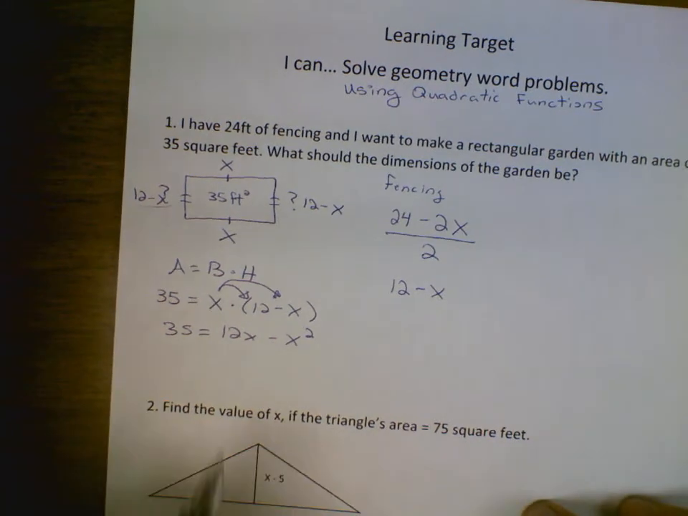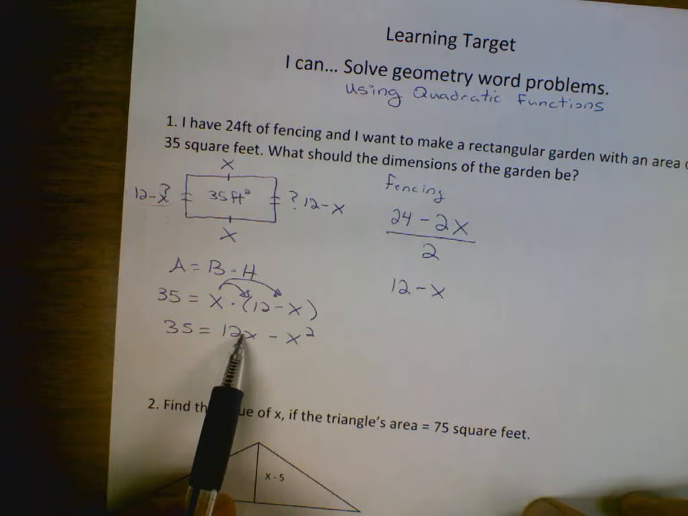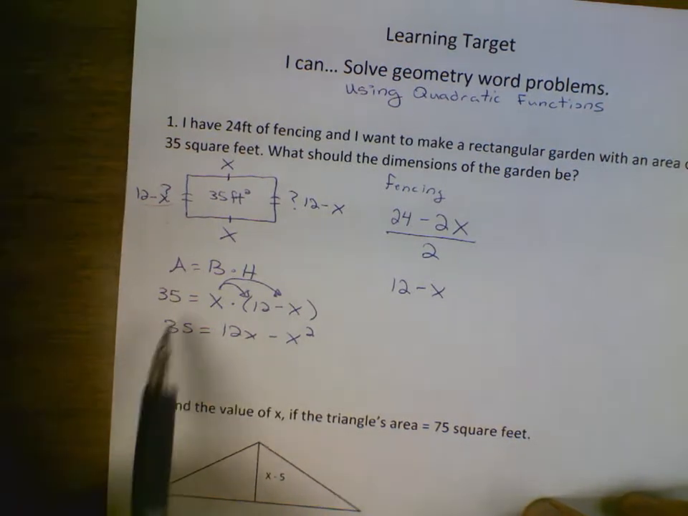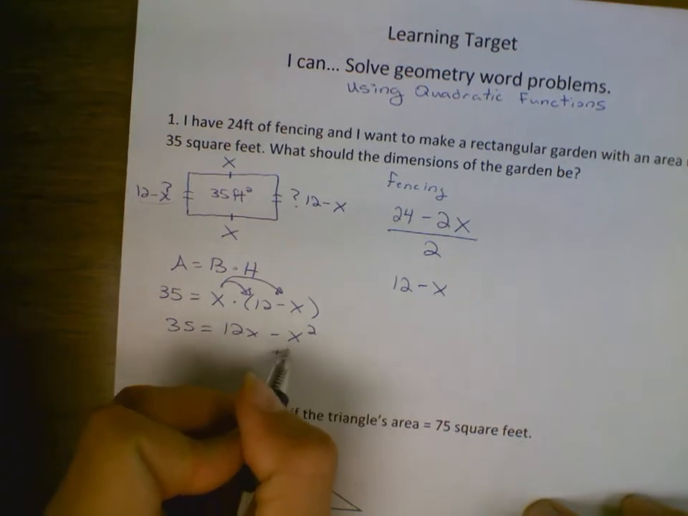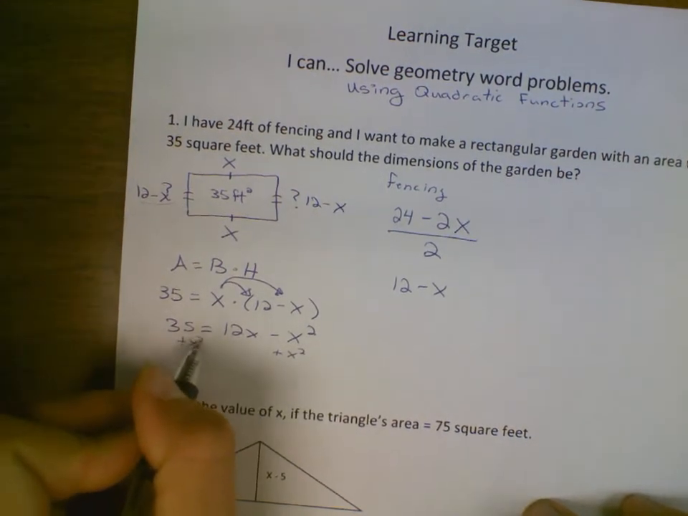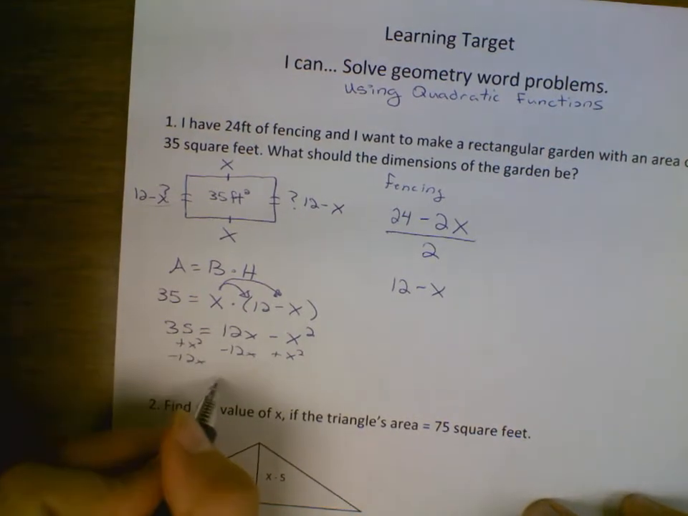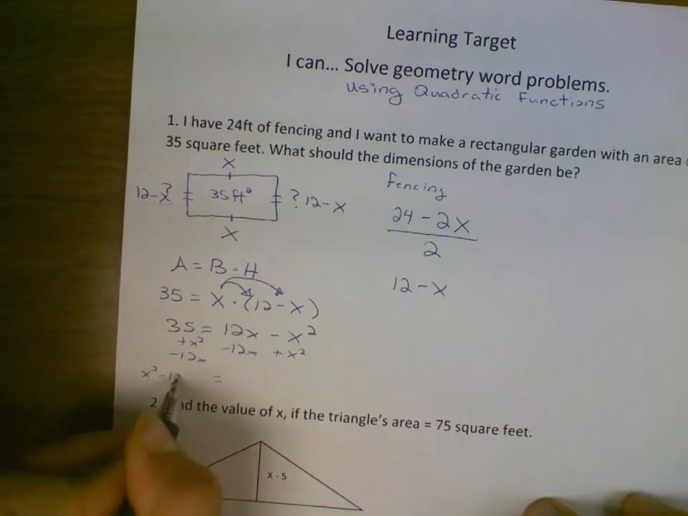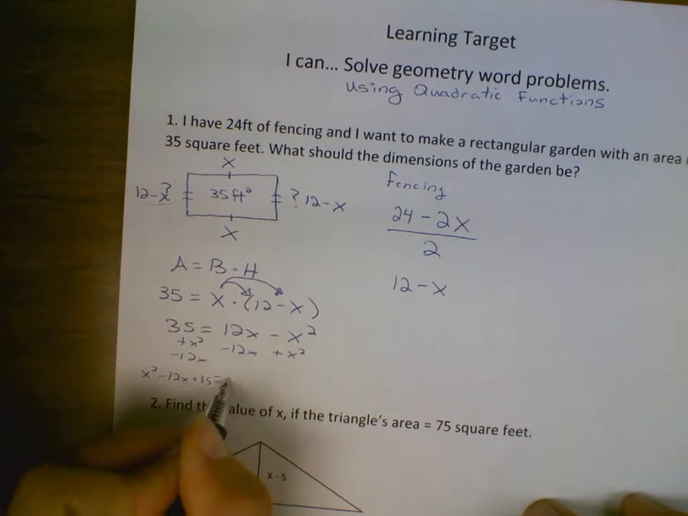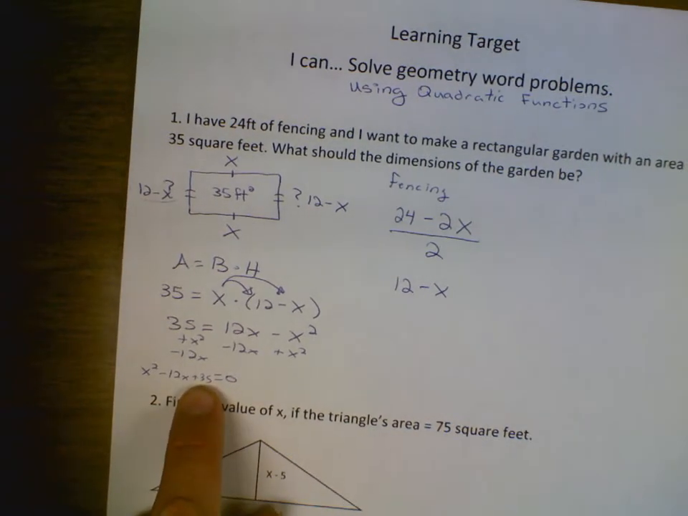Now, you'll notice this is a standard form quadratic equation, right? I have an x squared, an x, and a constant term. So I want to get everything onto one side. So I'm going to add x squared to both sides, and I'm going to subtract 12x from both sides. That's going to give me x squared minus 12x plus 35 equals 0. This is the equation I want to solve the problem.